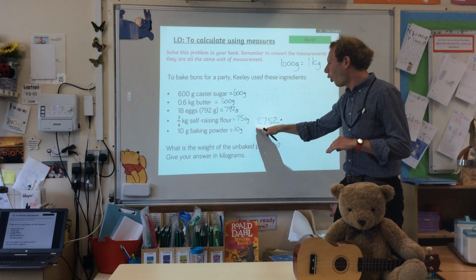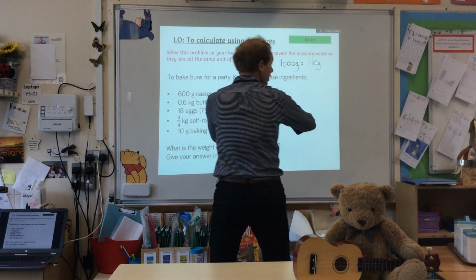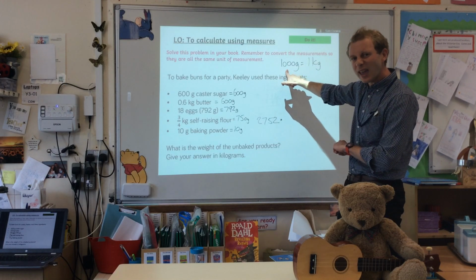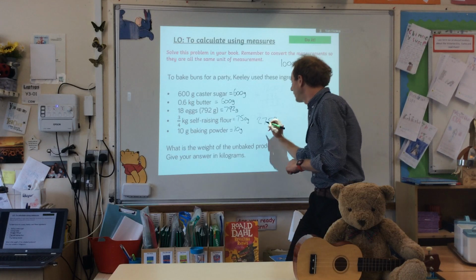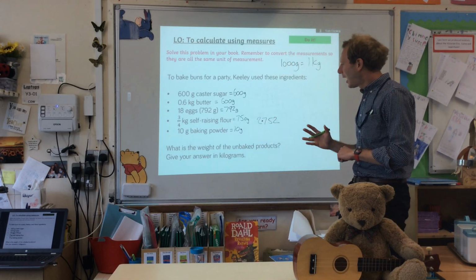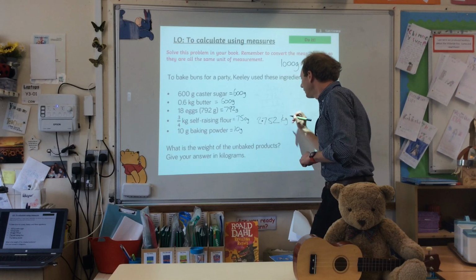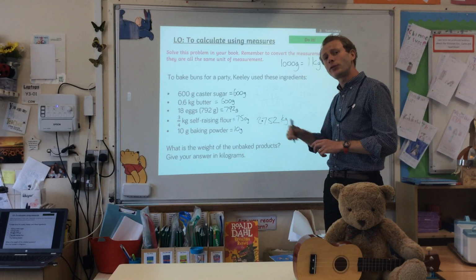I need to move all of my digits, the thousands, the hundreds, the tens and the ones, over to the right 3 times, because I'm making it 1,000 times smaller. So if I moved all of these numbers to the right, my decimal point would end up here. I have 2.752 kilograms. And that's my answer. Give your answer in kilograms, 2.752.